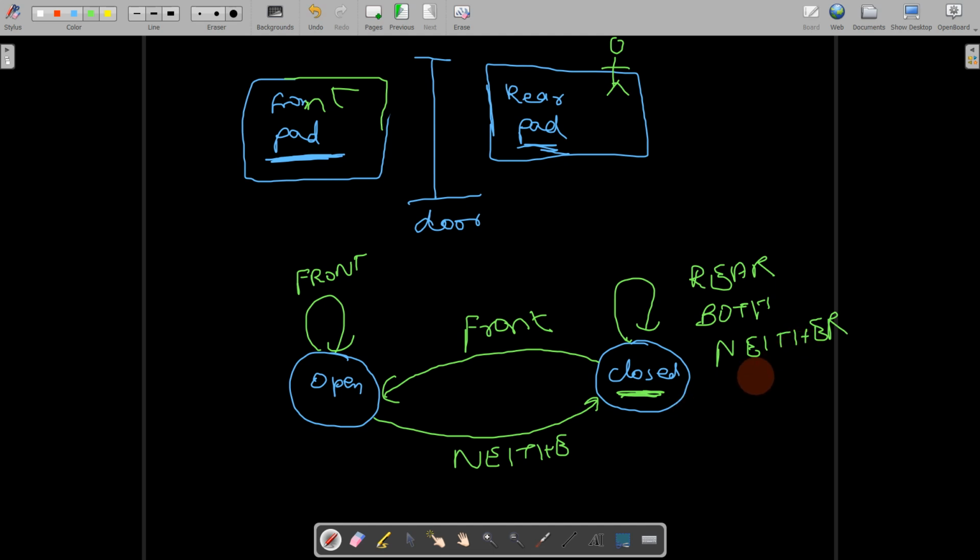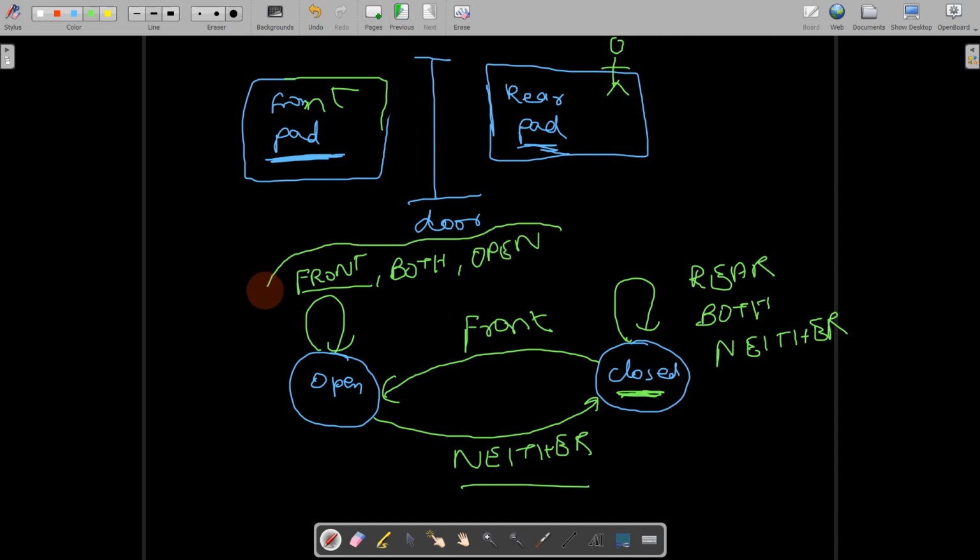Okay, yes. Now in open state, what other inputs can be there? We have seen front, we have seen neither, right? Now if the door is open and on both the pads people are standing, then what will happen? It will stay open, right? It will stay open. And if somebody is standing on the rear pad and the door is already open, it will be in the open state only.